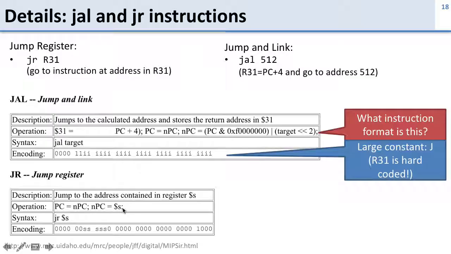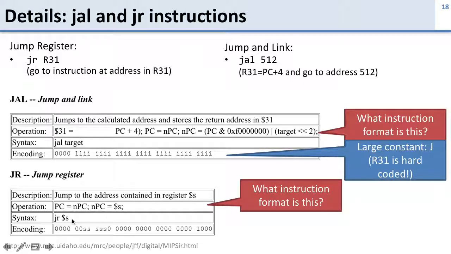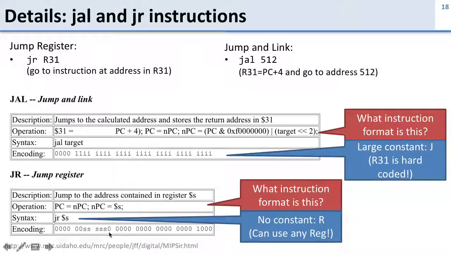If you take a look at jump register, what we can see here is that the next PC gets the value from the register, and that's the format. So what format is this? Well, it's an R format. It specifies one register and no immediates, but you can use any register for it.